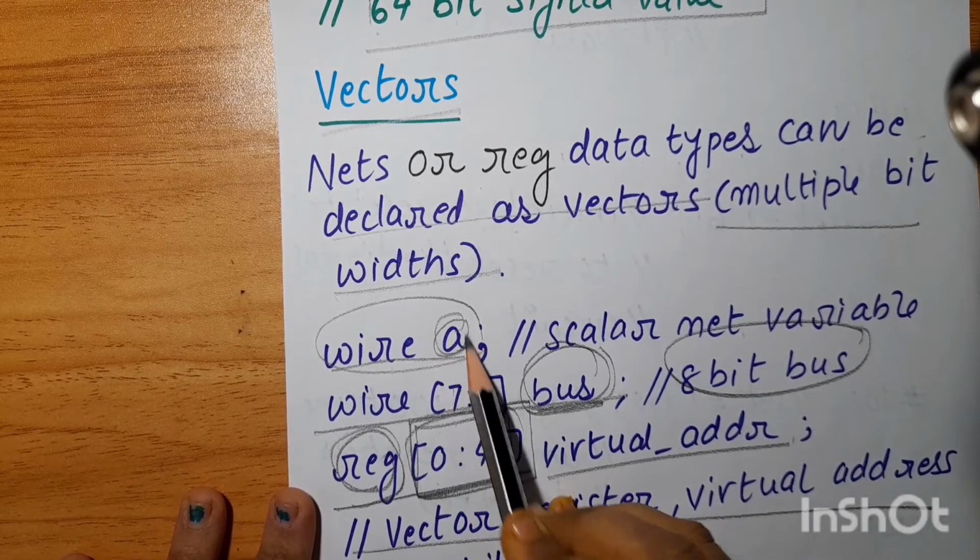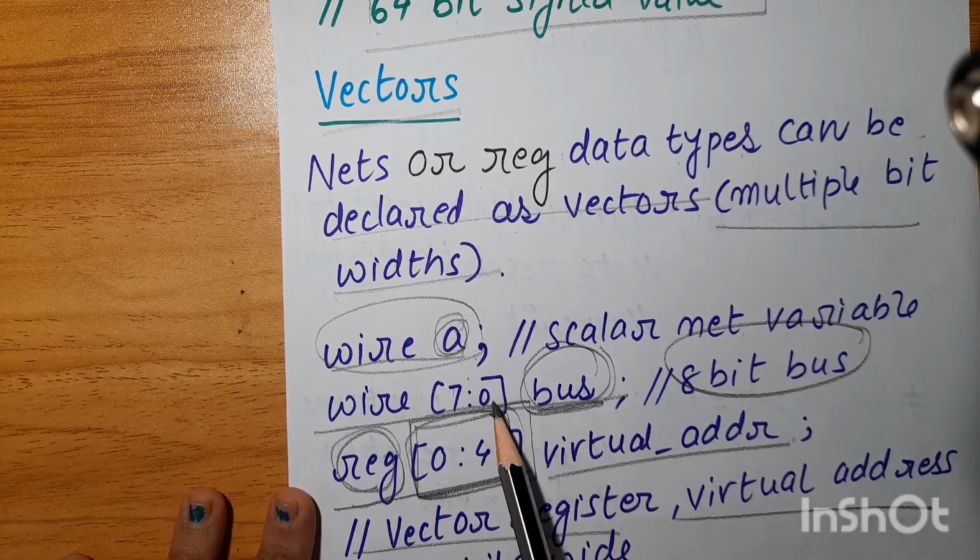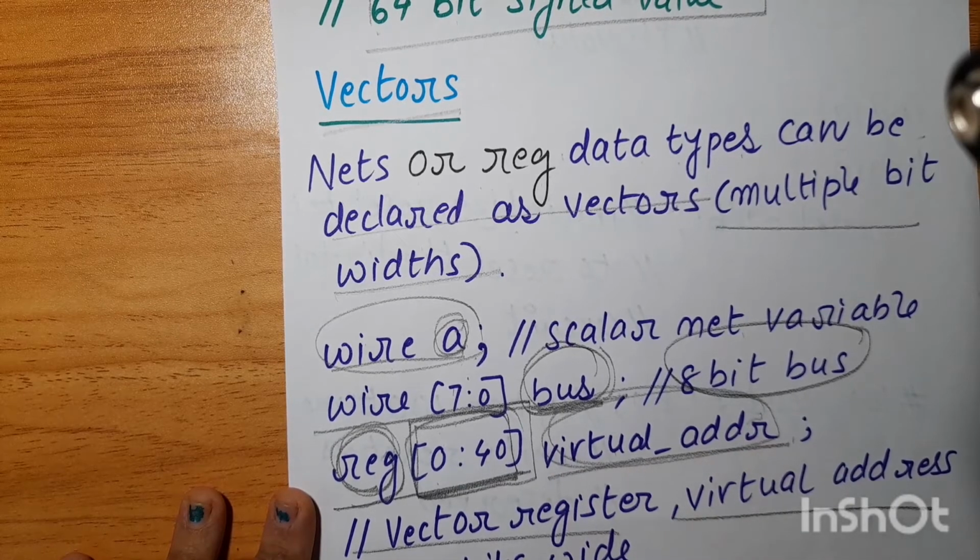Vector register virtual address 41 bits wide. We spoke about A, that is a single bit. Bus is of 8 bits. Both are wire type, and now register. Another vector type of register is virtual address, which is of 41 bits.